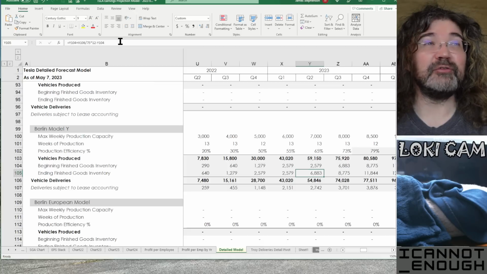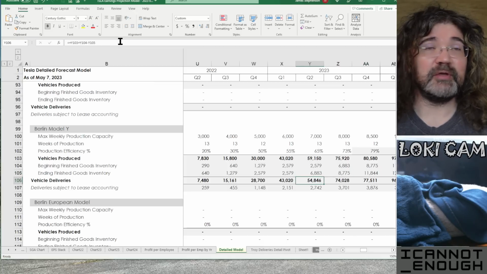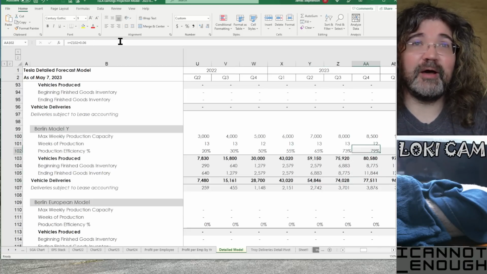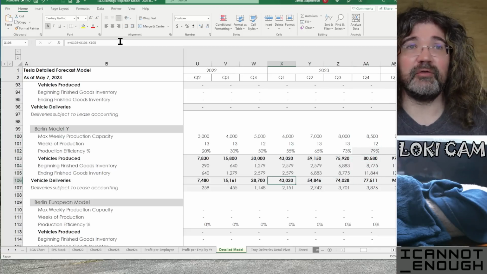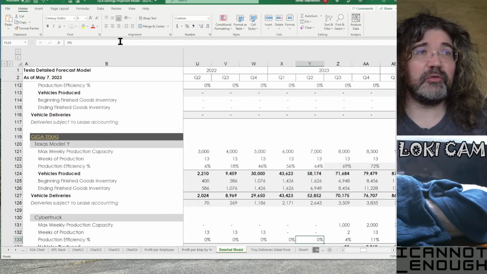Okay, so here's what those look like. Ending inventory, I've got 12 days of sales in ending inventory assumed, and vehicle deliveries are these. If you believe the assumptions above, you believe these are the deliveries. So that's Berlin. What about Austin?